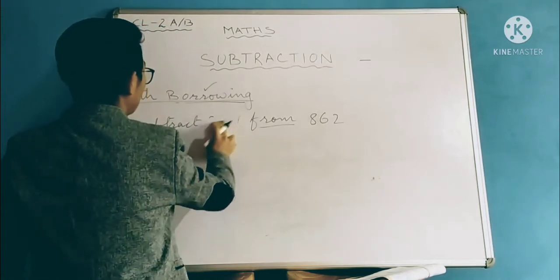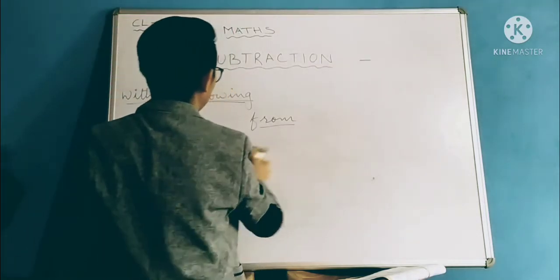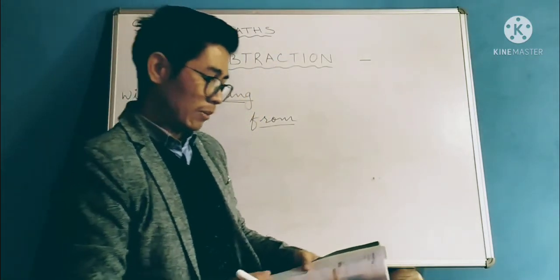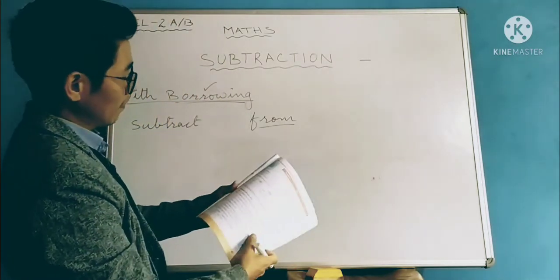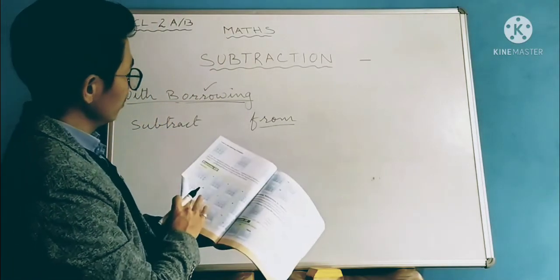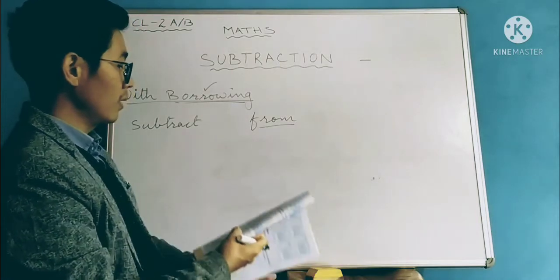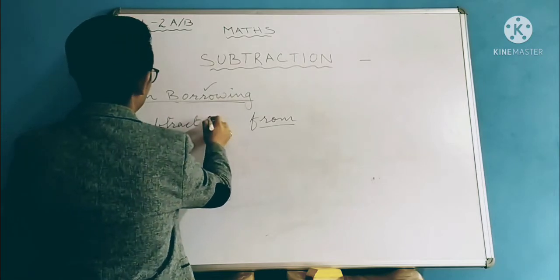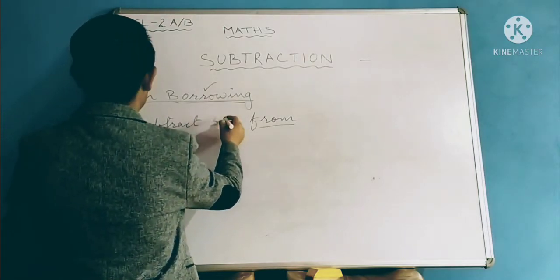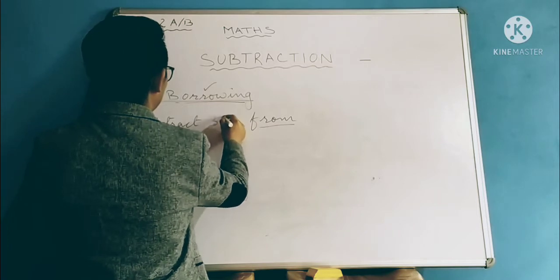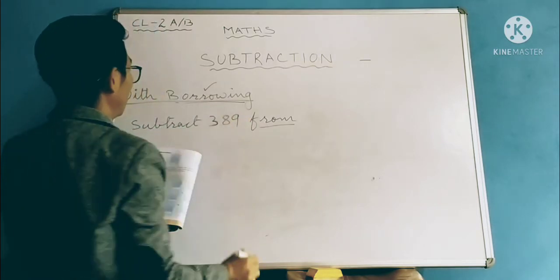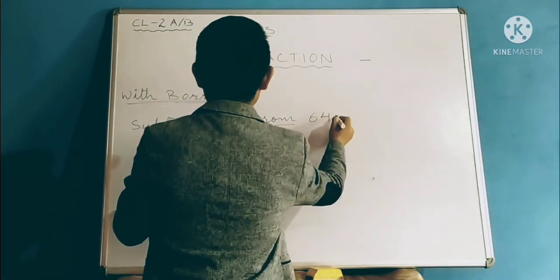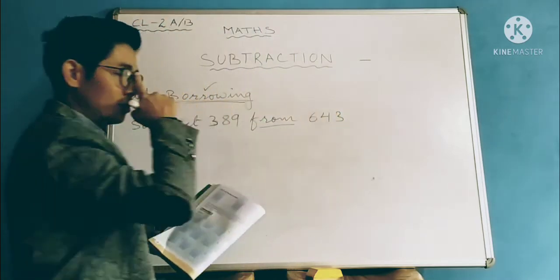Okay. Now let us do one more example. So example plus example, that will make you perfect. Okay. So I'm going to check from the book itself. Okay, it is there. Now let's subtract 389 from 643. Okay, let's do this.